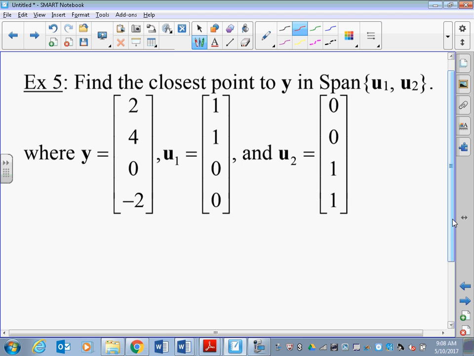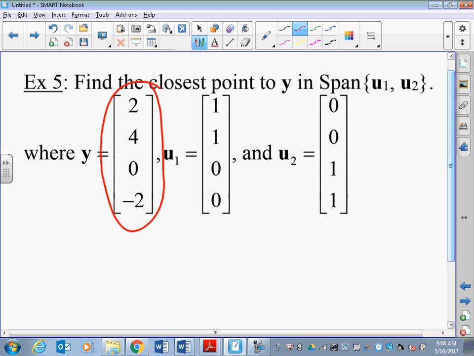Find the closest point to y. So we have this y that's just this vector. We really can't graph that. Well, we can't graph that vector. Okay. Find the closest point to y that's still in the span of u1 and u2. Okay. We're good.